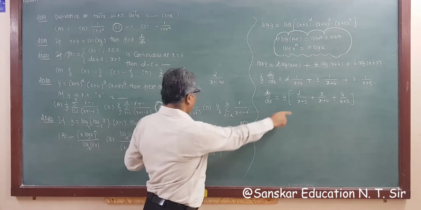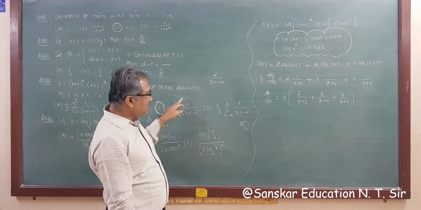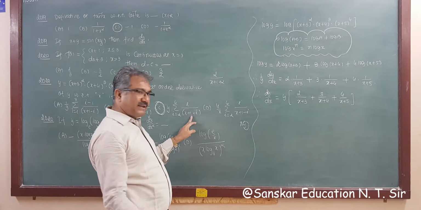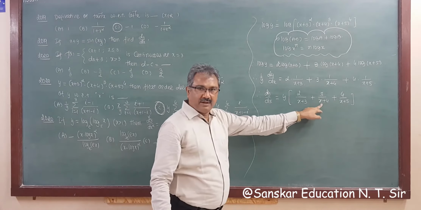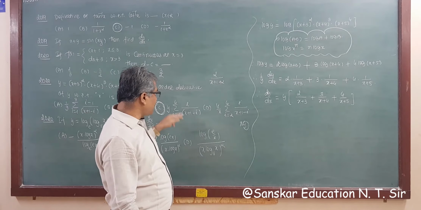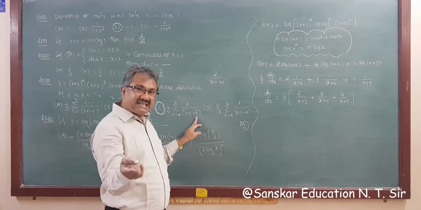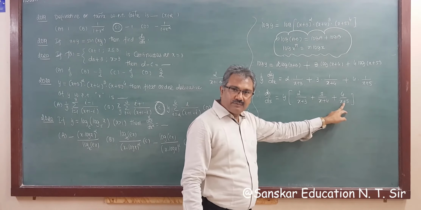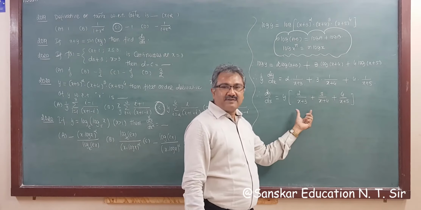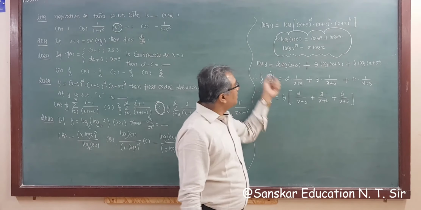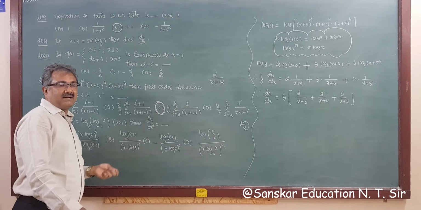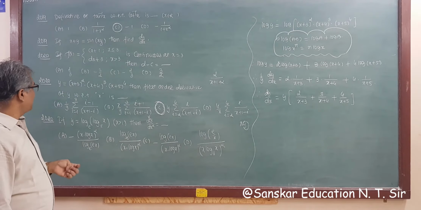See here. If we substitute 3, then 3 upon x plus 3 plus 1, that is x plus 4. And if we substitute 4, then 4 upon x plus 1 plus 4, that is x plus 5. Right? So this is a nice question from the 2020 last board exam. It is a very nice question. Right?